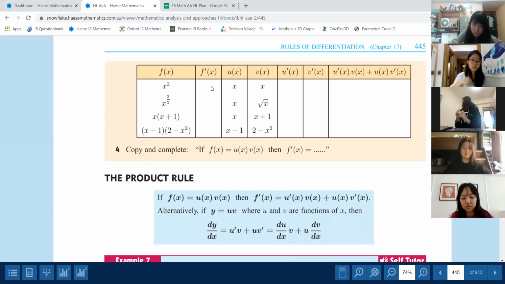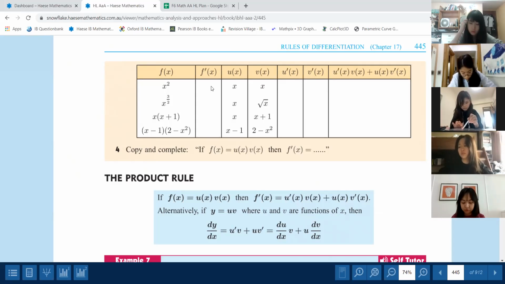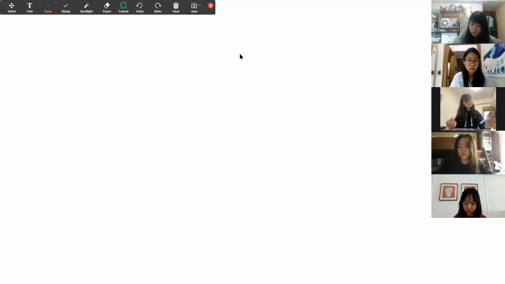For f prime of x, with what we have done so far, it should be easy. The first one is 2x. For x raised to power 3 over 2, the f dash of x will be 3 over 2 x raised to power half. For x into x plus 1, make sure you open the bracket. The same function is x squared plus x. Find the derivative. For the last one, x minus 1 bracket 2 minus x squared, you have to expand and simplify first from what we know so far. Or maybe we can do it on the board together, if that will help understanding.